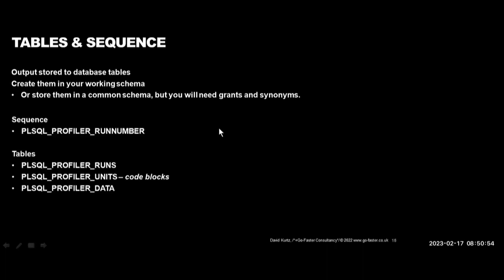In both cases, both the profilers create tables and sequences to hold the output. You have a choice. You can create them in your own schema where you're working, or you can create one common schema, but you'll need to create a bunch of grants and synonyms so that everyone can use them. The original profiler has 3 tables and 1 sequence number. So you've got runs, units. These are the code blocks, so each code block becomes a unit, and then you have some data about it.